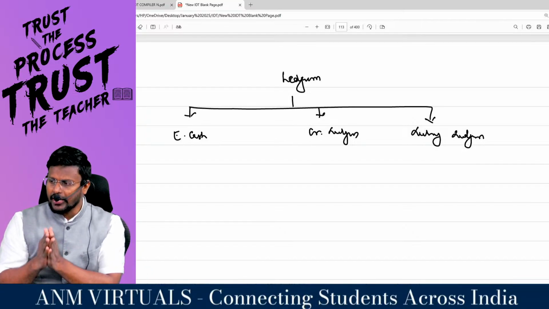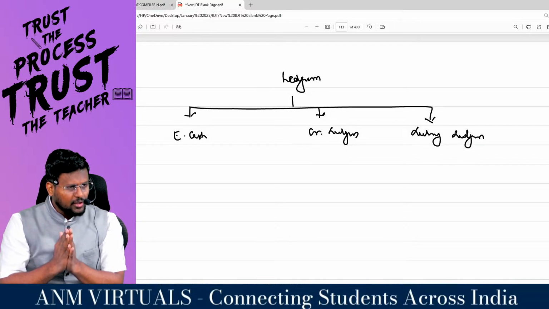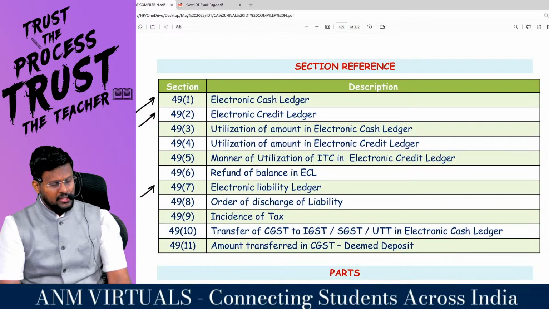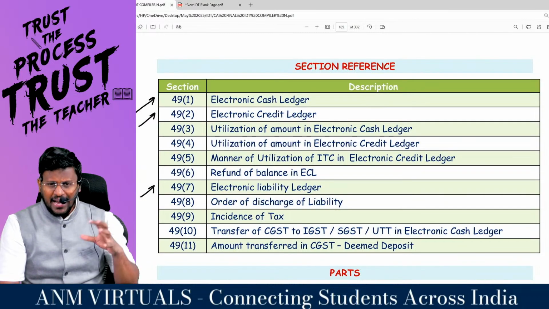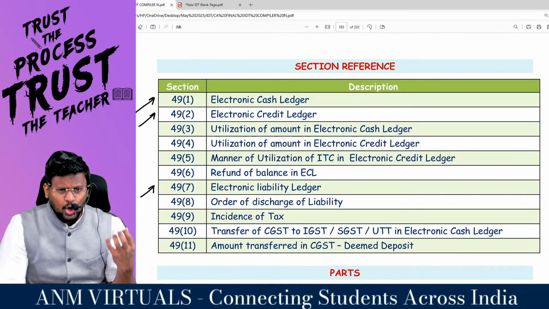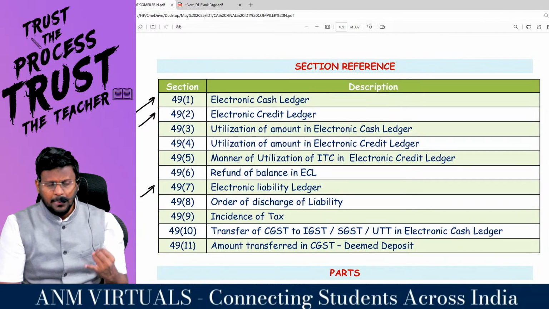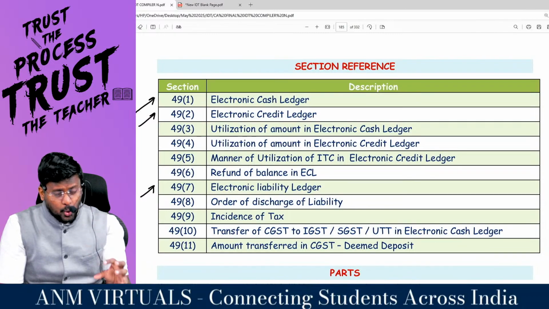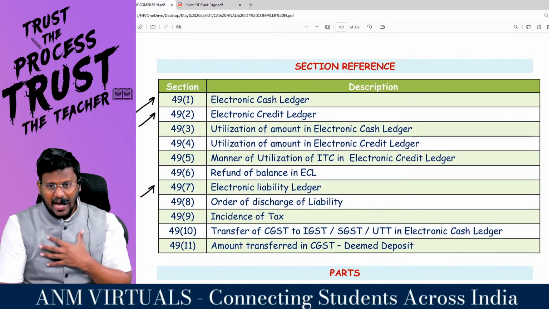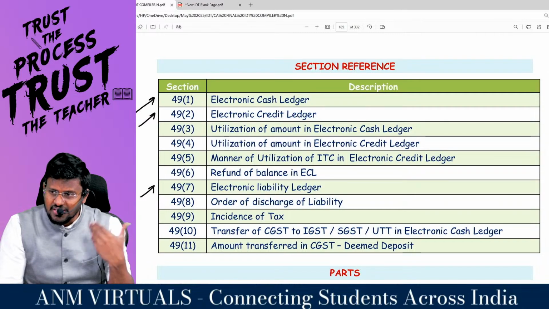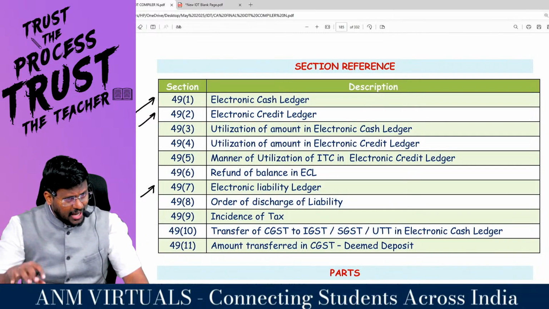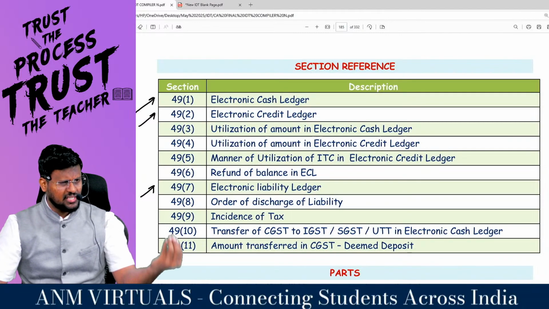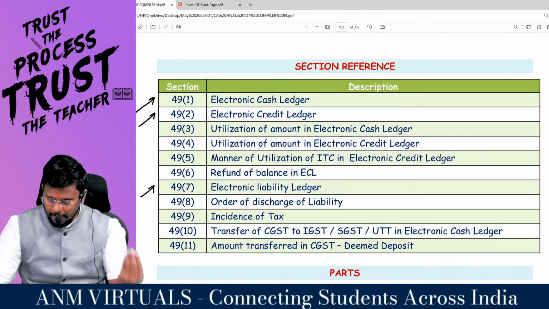What are the three ledgers? Electronic cash ledger, electronic credit ledger, electronic liability ledger. So, the balance will be available in the electronic cash ledger and the electronic credit ledger. These two are our assets and the electronic liability ledger is the government's liability.